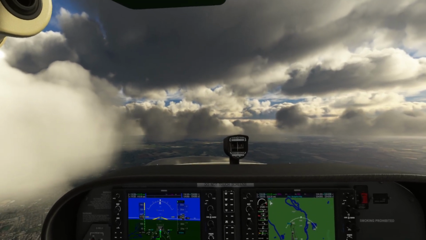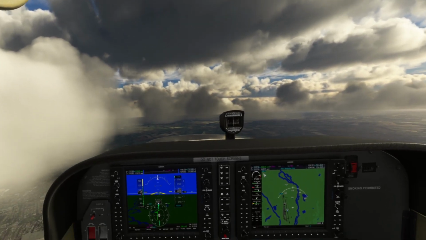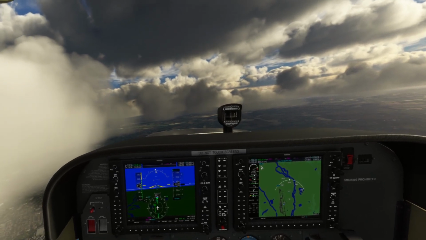We're now reaching the Southampton VOR. Make a right-hand turn to your outbound heading of 215.